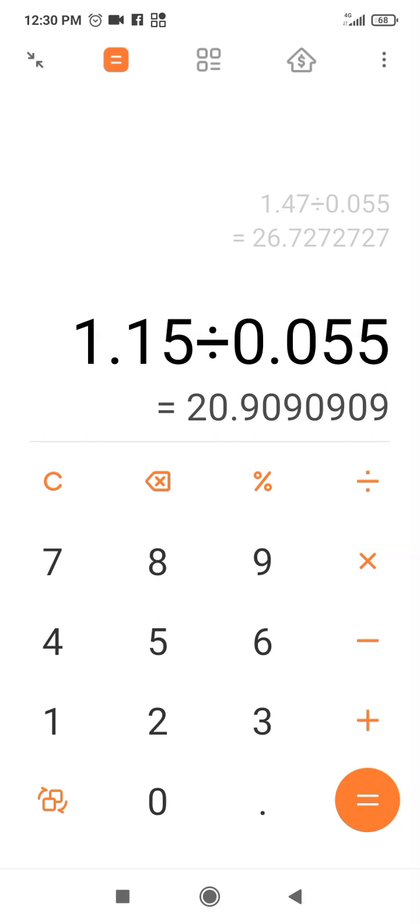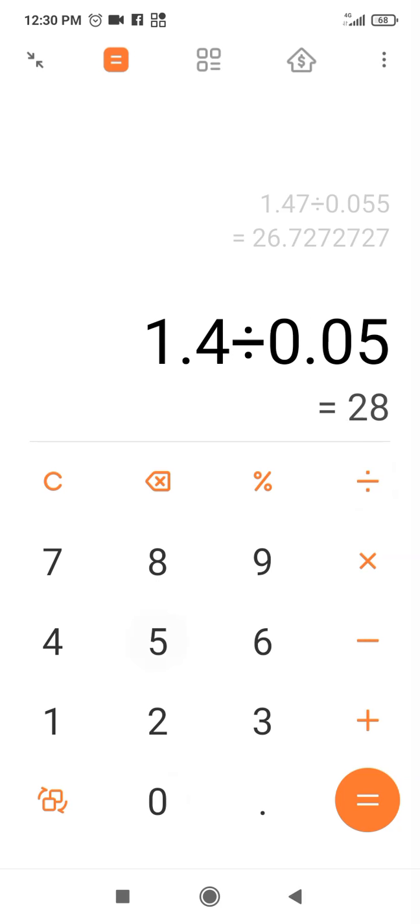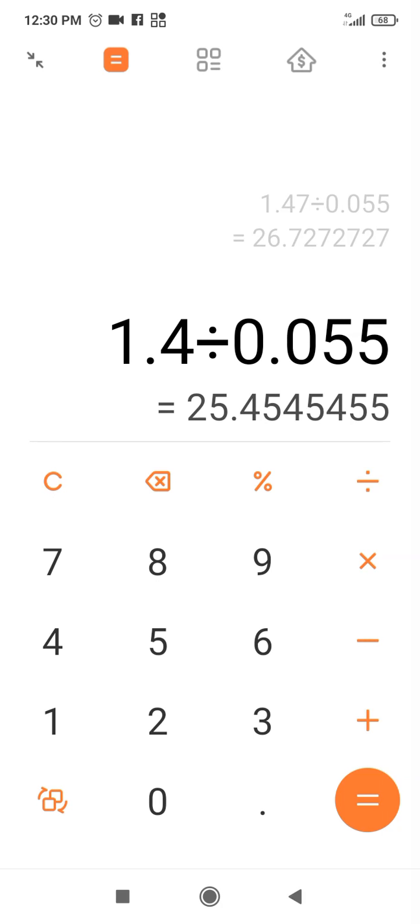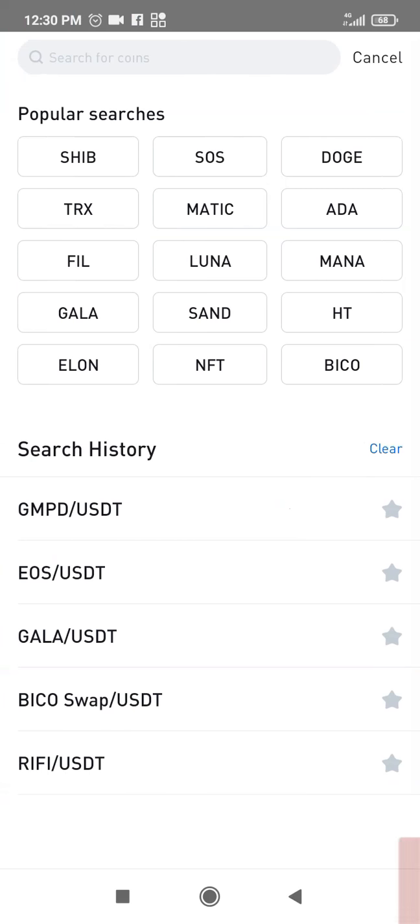Isn't that amazing? Imagine that I was able to sell at 1.4. Then 1.4 divided by 0.055 is 25x. 25x is 2,500% ROI. So for you to be able to participate in the IEO, you have to take notice of all of these things.